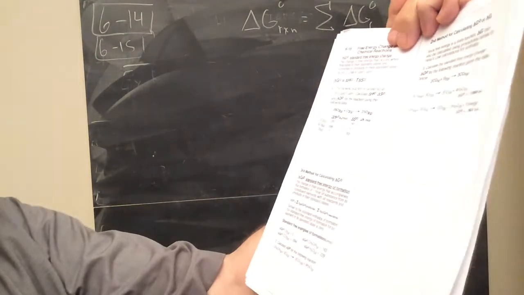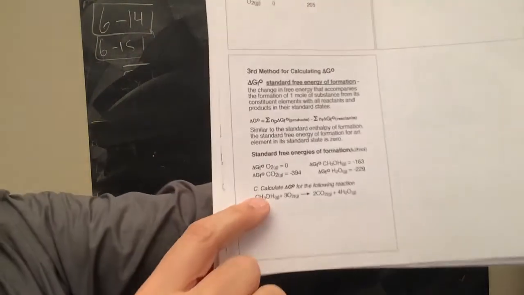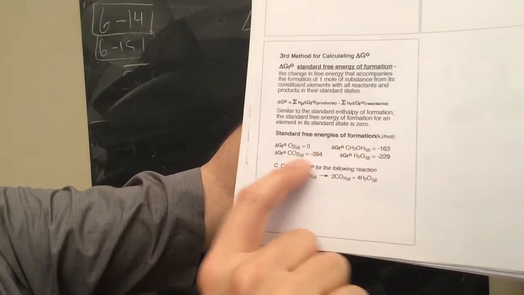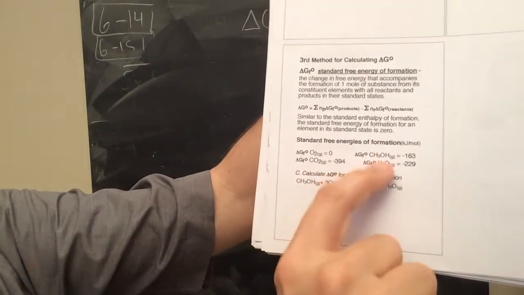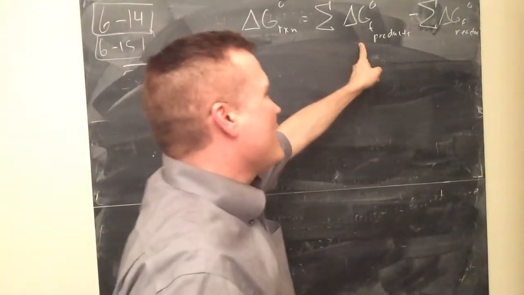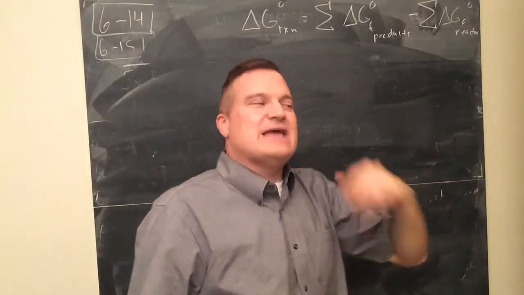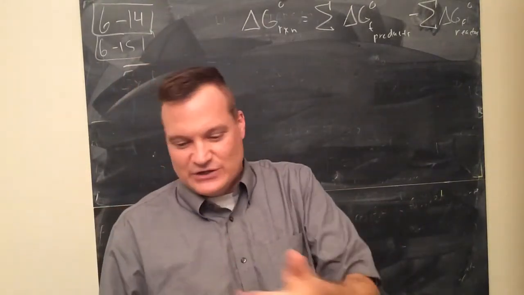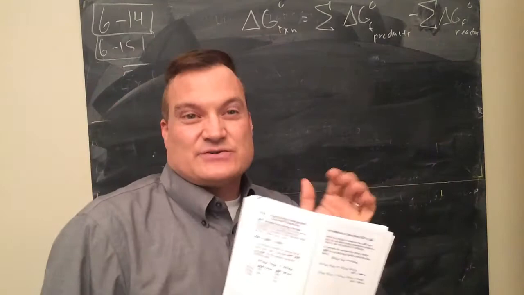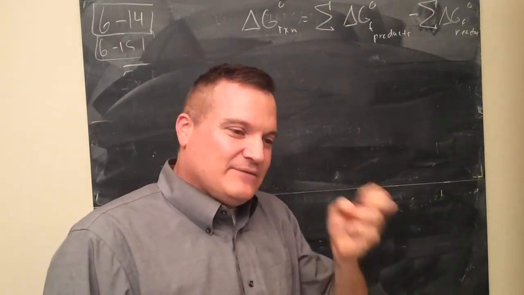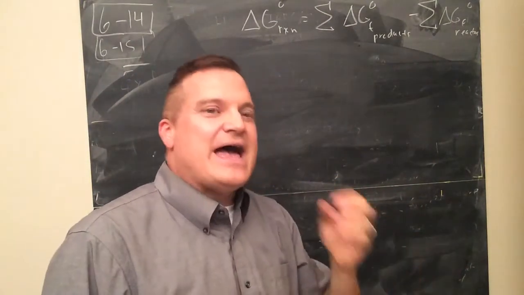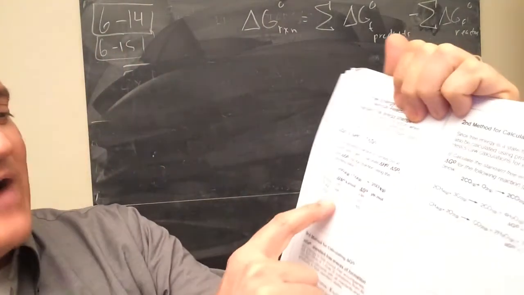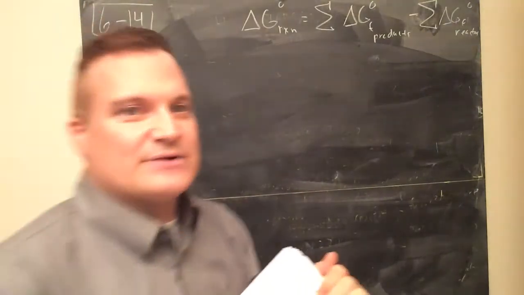And then the third method is finding it by the delta G of formations. Every element has a standard free energy of formation, and it's the same as this one. Products minus reactants, nothing new. Same thing you did with delta H and delta S, and there'll be one on the worksheet for you to do today for delta G. It's interesting to note every element in its standard state has a delta H value equal to 0. Well, they also have a delta G value equal to 0 if they're in their standard state.